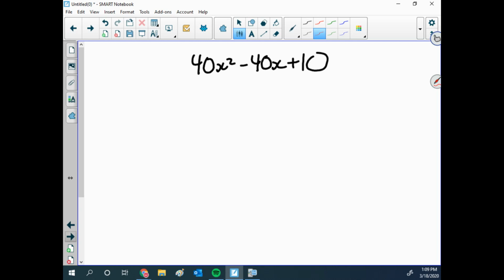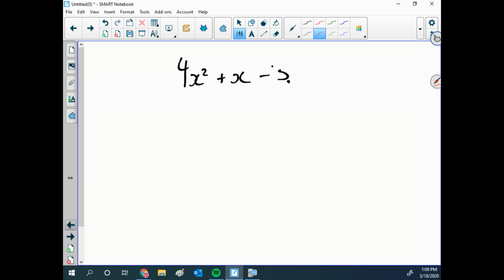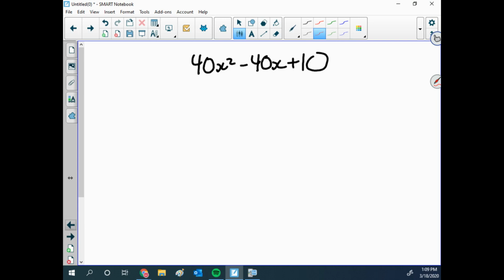So again, I'm following that algorithm over and over again, following those steps. 40x squared minus 40x plus 10. First thing I have to do is make sure it's arranged from highest degree to lowest degree so I can figure out the a, b, and c values. The second thing I should do is remove a GCF. Now again, that's not an essential step. It's just going to make my life easier. And in this question, there is actually a GCF.